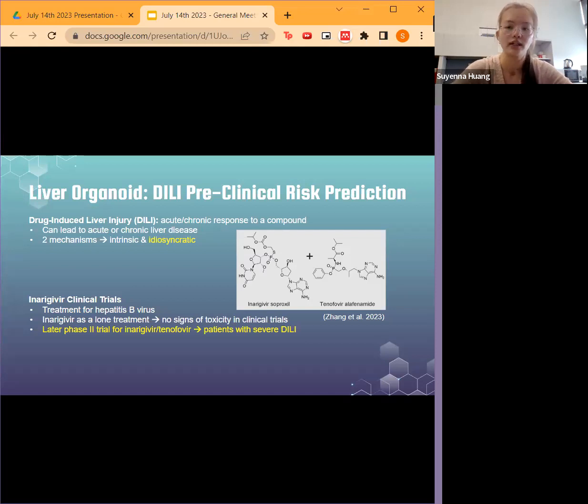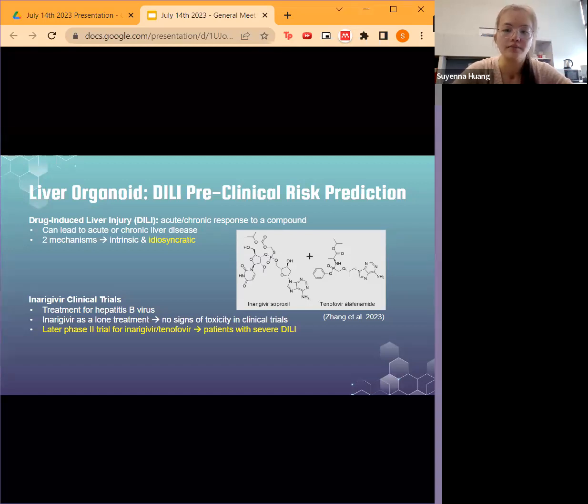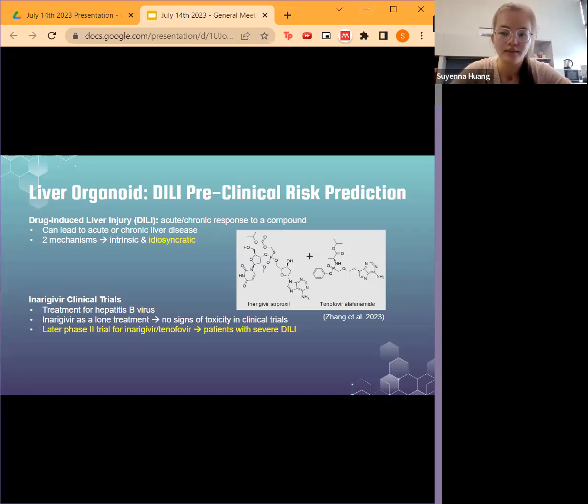However, the second mechanism, idiosyncratic, is a big problem for clinical trials because the mechanism is not predictable and it's also not reproducible. It can occur in patients independent of the dosage given, and the exact mechanism is also not known. So the risk for idiosyncratic DILI is very hard to predict, which can make it a major problem for successful clinical trials of identified drug candidates.